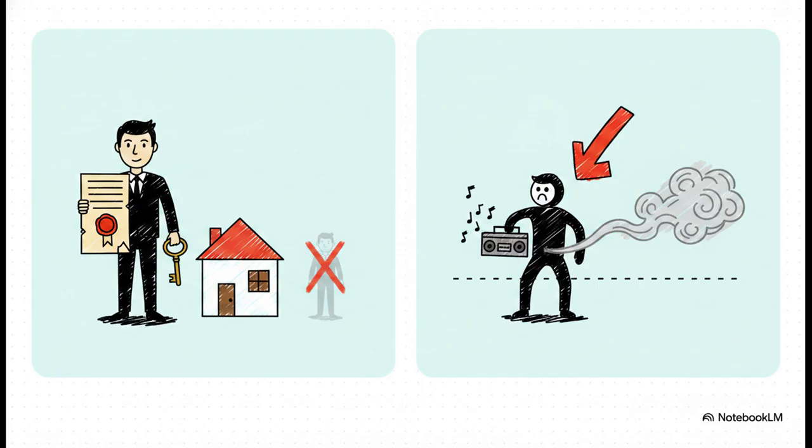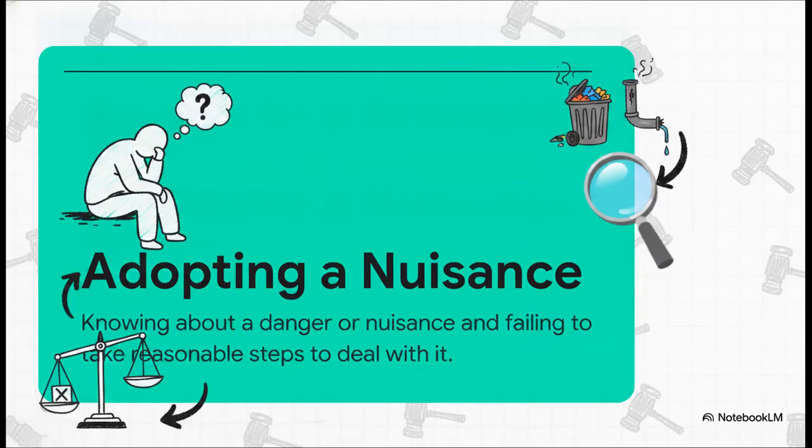But the rule for defendants is way more flexible. The defendant just needs to be the person causing or even just allowing the nuisance to happen. They don't even have to own the land themselves, which perfectly tees up this idea of adopting a nuisance. This just means knowing about a danger or nuisance on your property and failing to take reasonable steps to sort it out. You don't have to be the one who started the fire, so to speak. Just sitting back and doing nothing, that can absolutely land a defendant in hot water.